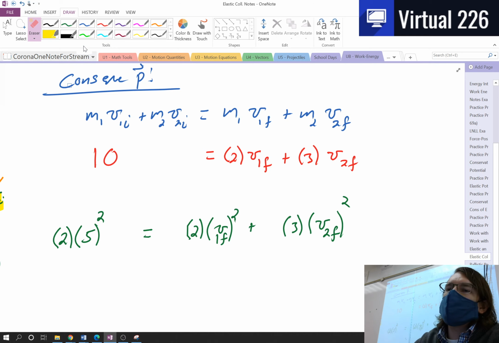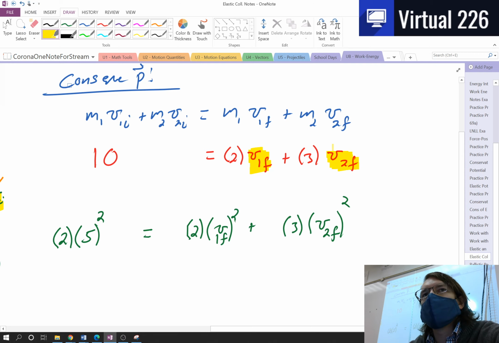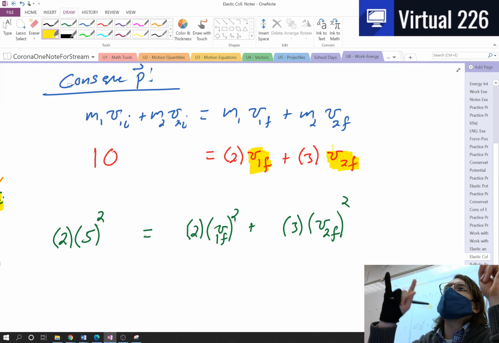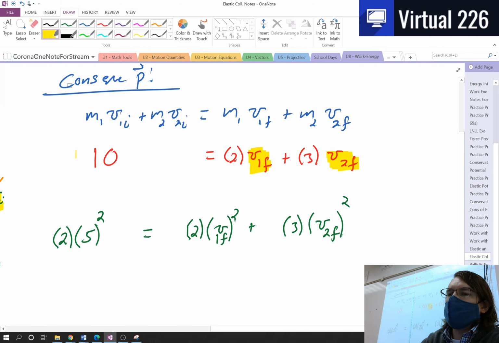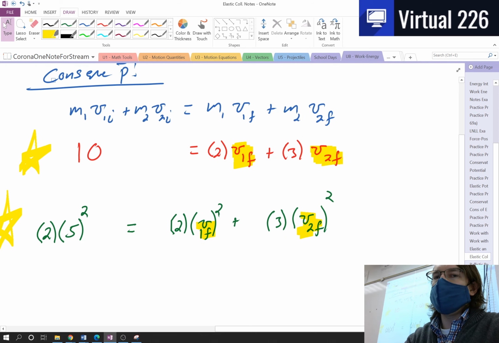Now here's where we start getting into a pickle. For our momentum equation, we are missing the final velocity of the first object, the projectile, and the final velocity of the second object, the target. That's 2 unknown variables. That means we need 2 equations. Luckily for us, we have the momentum equation, and these 2 missing variables pop up in the energy equation as well. So with 2 unknowns, we have 2 equations. We can do a substitution method. But it's going to be long.